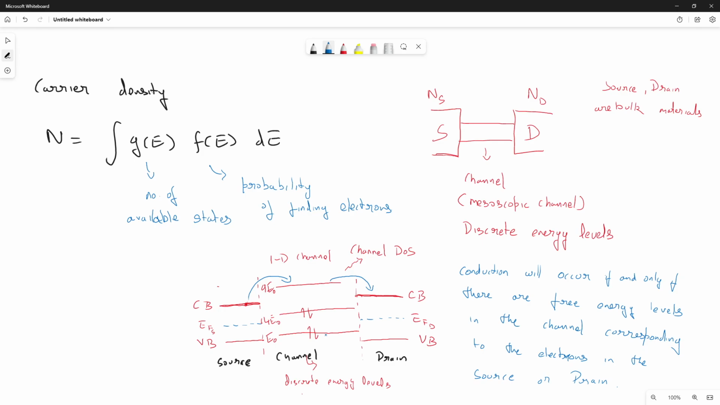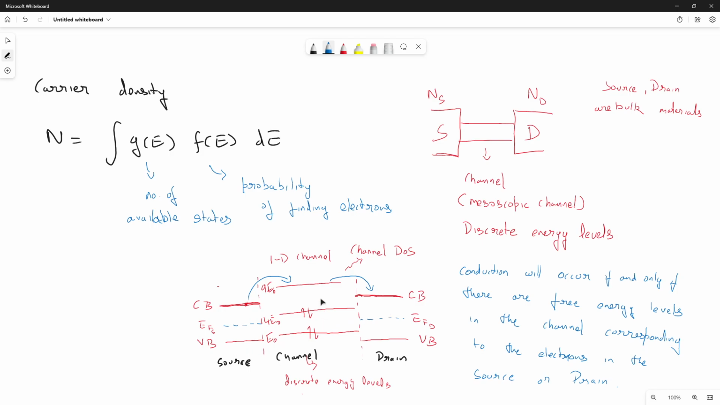Can you just repeat it briefly? So, see, the channel only has discrete energy levels because of confinement. Over here, the energy values are continuous. Below the valence band, there is a continuous range of energies. Above the conduction band, there is a continuous range of energies. The energies in between are not allowed. Similarly for the drain side.